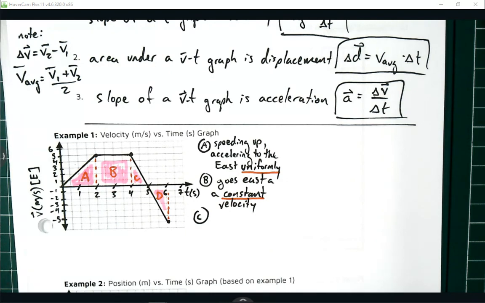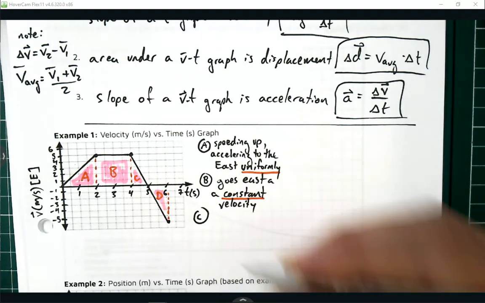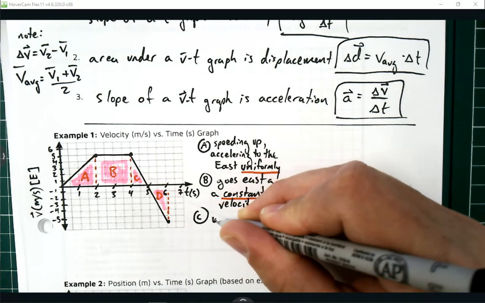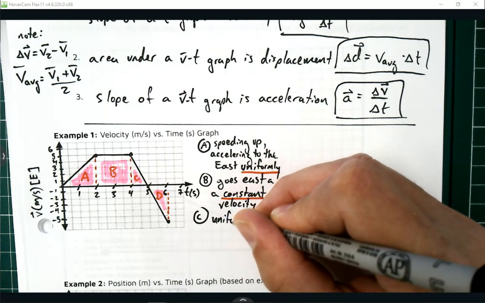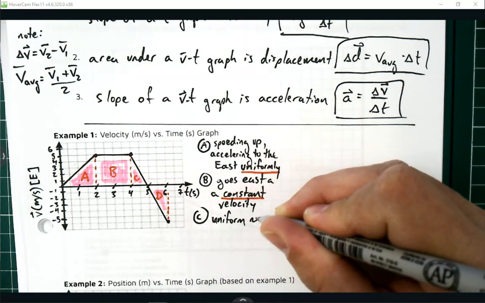I'm going to try and force this idea of accelerating negatively. So we're going to have negative acceleration. Not only that, is the slope constant or does it change? It's constant, so uniform negative acceleration. So let's try to throw all the buzzwords out there, you know? Uniform negative acceleration.